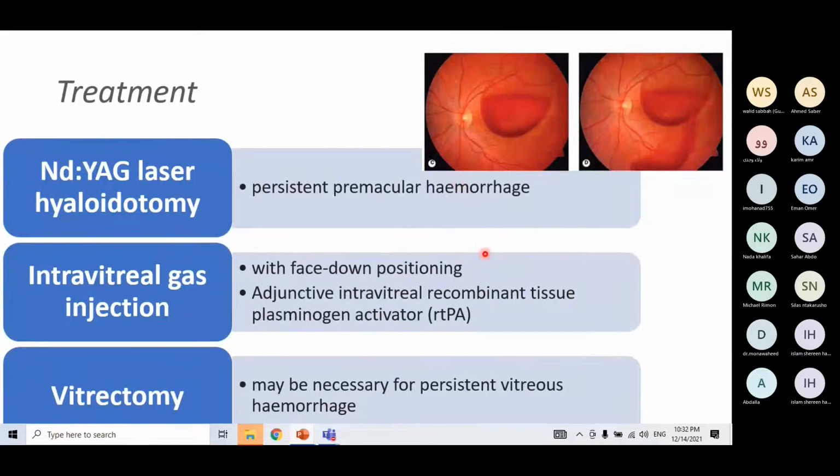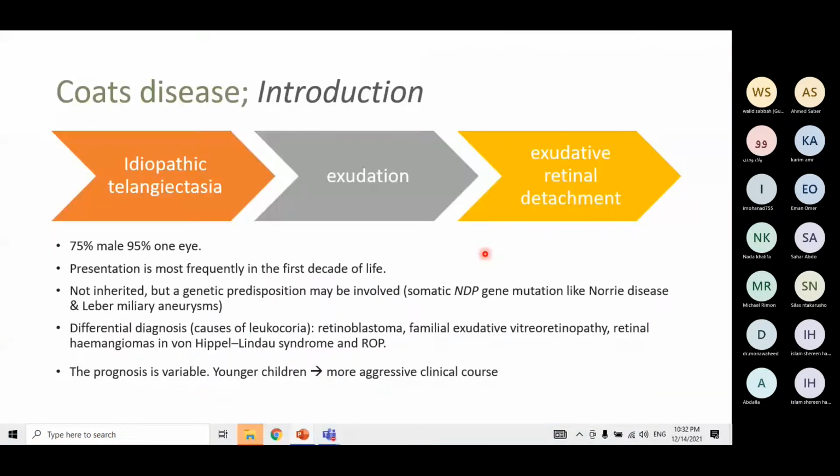Coats disease, you may read it as self-study, but it's important to differentiate Coats disease, as one of the causes of leukocoria, from retinoblastoma. Usually, Coats disease is more common in males. It's more commonly unilateral, and there are telangiectatic blood vessels that cause exudation, massive hard exudate, and exudative retinal detachment.